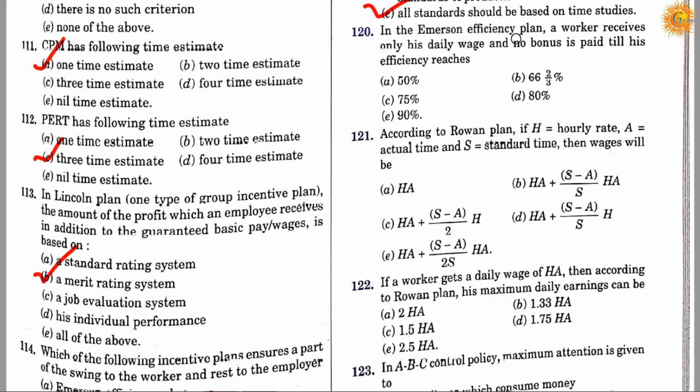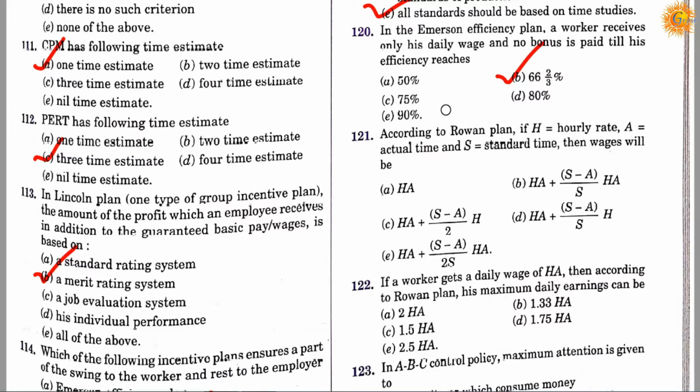In the Emerson efficiency plan, a worker receives only his daily wages and no bonus is paid till his efficiency reaches: option A is 50%, option B is 66 2/3%, option C is 75%, option D is 80%, option E is 90%. So the correct answer will be B. It will be 66 2/3%.